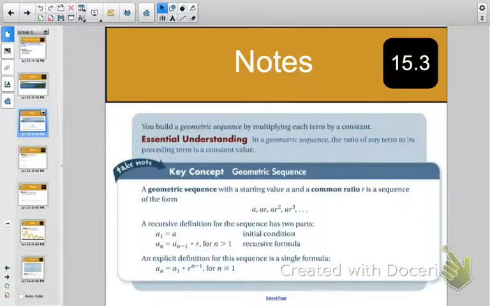For the explicit definition, we just use a single formula, which is an equals first term, a1, times r to the n minus 1. And n has to be greater than or equal to 1, so no negatives.